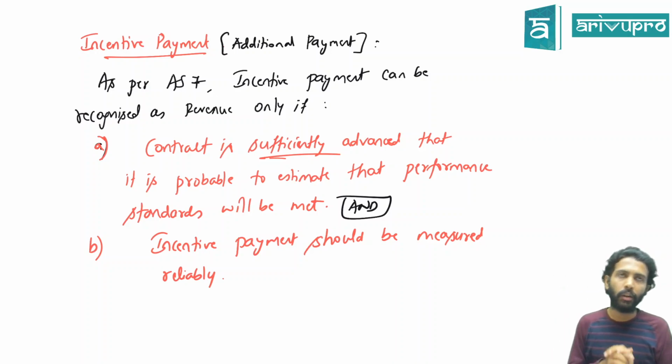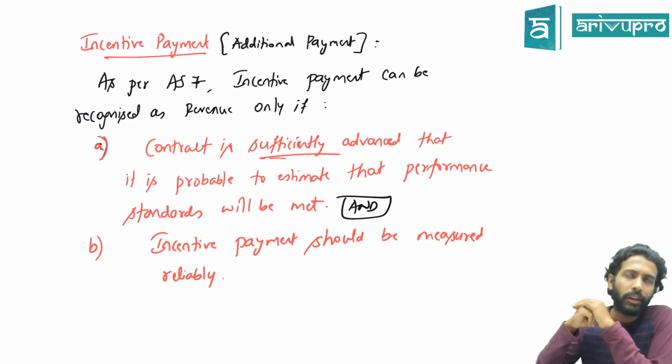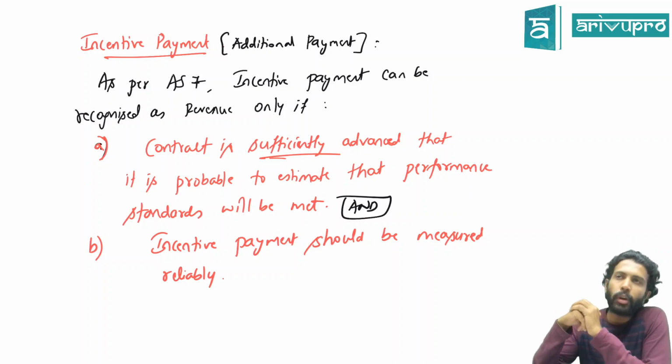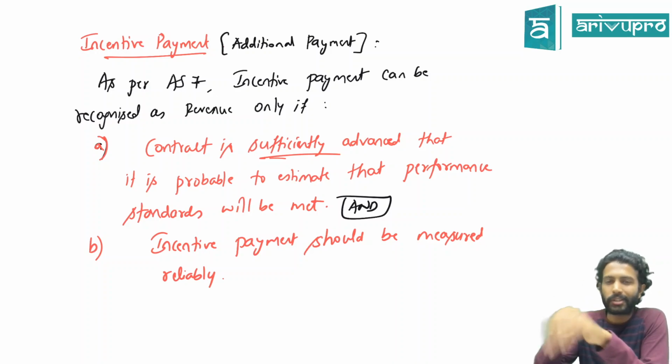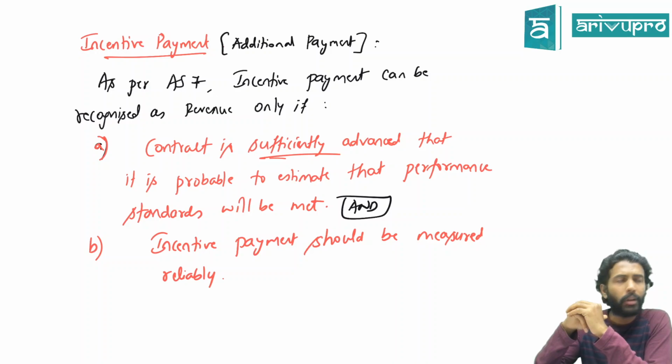What they are saying is, let's say here the condition was you have to complete the flyover within 2 years time. Let's take the same example. You have to complete the flyover within 2 years time. Now it is 14 months. 1 year and 2 months. 14 months are over. 95% of the work is already over.